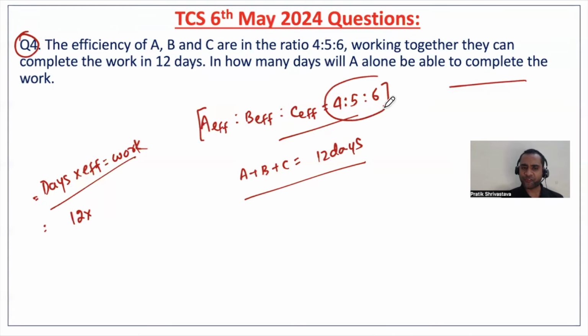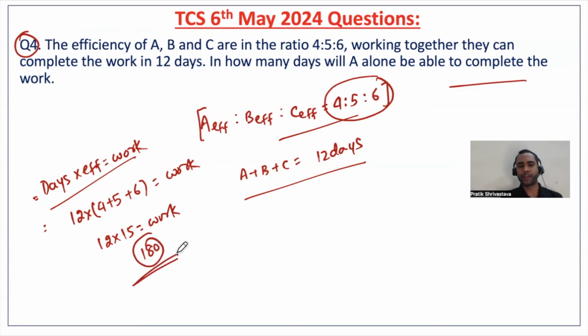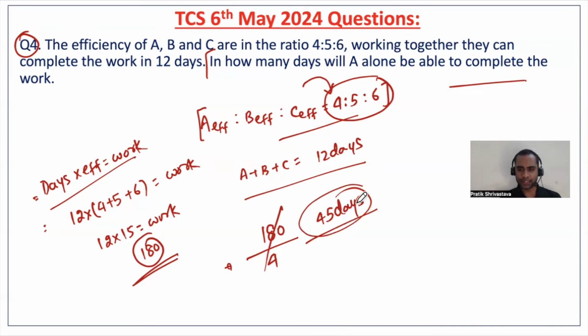Now the total efficiency: 4 plus 5 is 9, and 9 plus 6 is 15. So we will be able to get the total work from here. 12 into 15, my total work will be equal to 180, right? Now they are asking in how many days A alone will be able to complete the work. Total work is 180. Efficiency of A is 4, which means A can complete 4 work in a day. For completing 180 work, it will be 180 divided by 4, which is 45. So 45 days will be the correct answer, right?